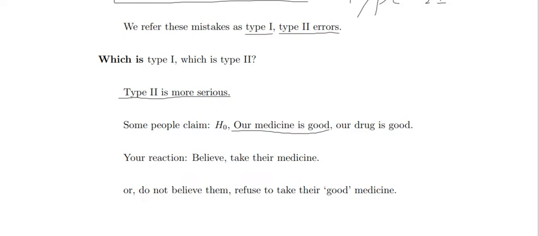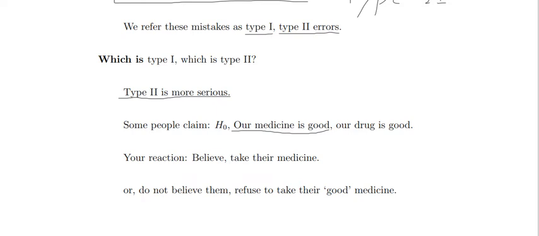And type 2 is we easily believe them, but actually their claim is wrong. So let's say they say their medicine is good, so we just believe them. So we buy their medicine and take it, but actually the medicine is bad, not so good. So this mistake is we just take bad medicine. So refuse good medicine or take bad medicine.